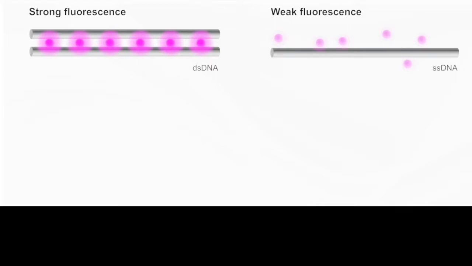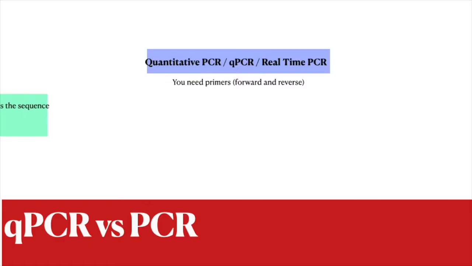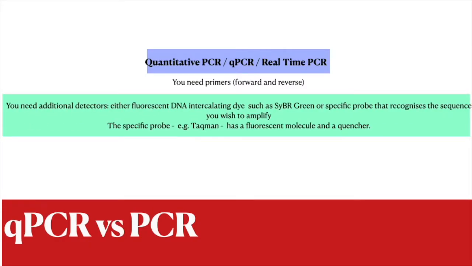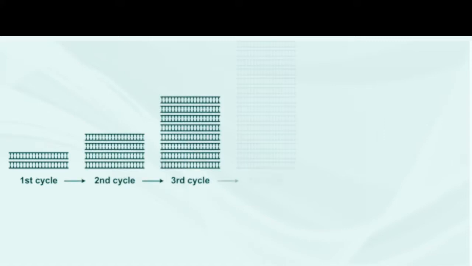So with qPCR, what happens with the additional fluorescent molecules or probes that you are incorporating during the PCR reaction is that the fluorescent signal intensity will increase from each cycle of the qPCR reaction if the gene you are targeting is present. This is a result of the doubling of the gene template from cycle to cycle.